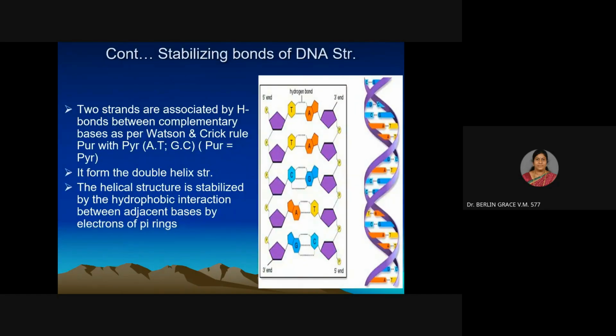And this structure is stabilized by hydrogen bonds. As per the Watson and Crick model, base pairing happens such that purines are equal to pyrimidines. It is also stabilized by base stacking, the hydrophobic interaction between the adjacent bases.